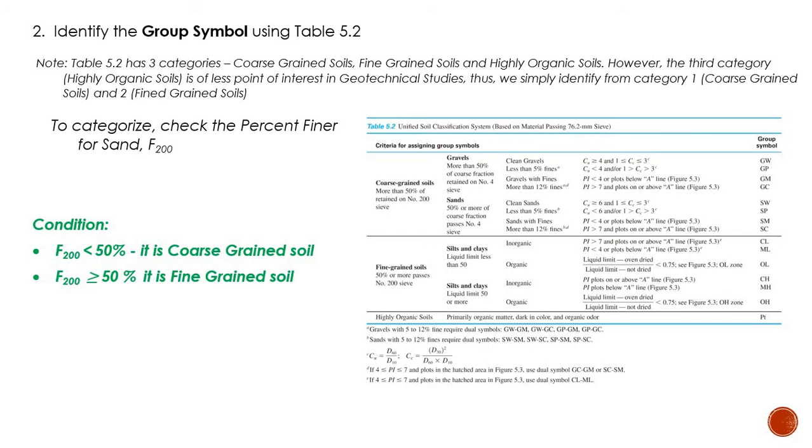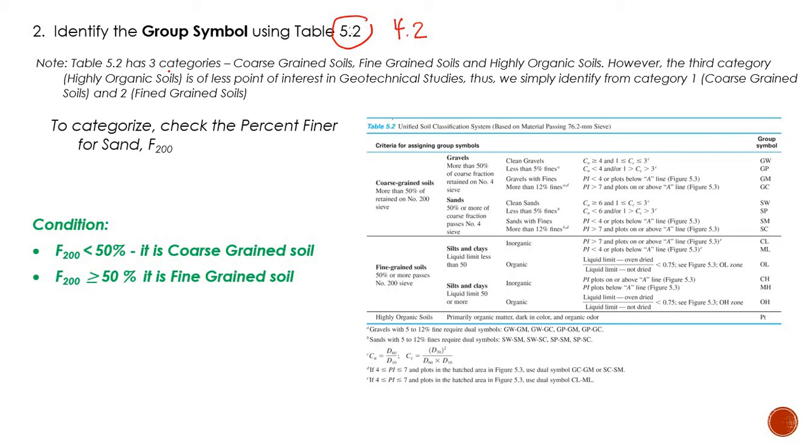So next is to identify the group symbol using table 5.2. In the module, this is table 4.2. That is because there are different editions that were used, so the table numbers are slightly different, but definitely it is the same table that is there. So the first is to identify the group symbol using table 5.2.